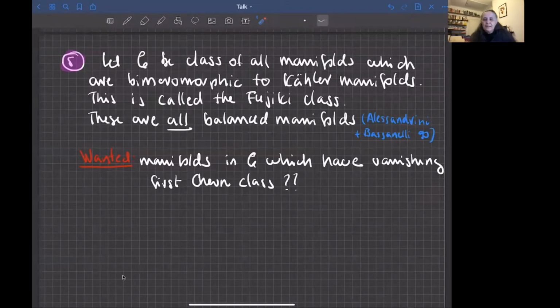So once one has a class, at least in the abstract, the immediate question for us would be which manifolds of these have vanishing first Chern class? And is this useful at all? If any of you know what to do with this question, that would be interesting.